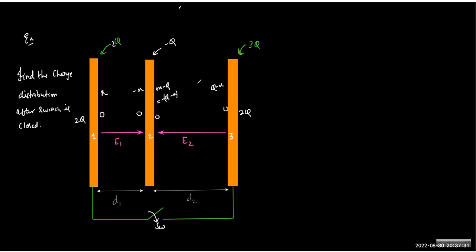Now, which two conductors will have the same potential? 1 and 3. So the potential difference between 1 and 3 must be 0. How to write it? You can go from 1 to 2 and then 2 to 3, and write the potential. We begin like this: we write V1. If you are going along the field, the potential will decrease. So minus E1 D1, because I'm moving this way. Why minus? Because if you are moving along the field, the potential decreases.